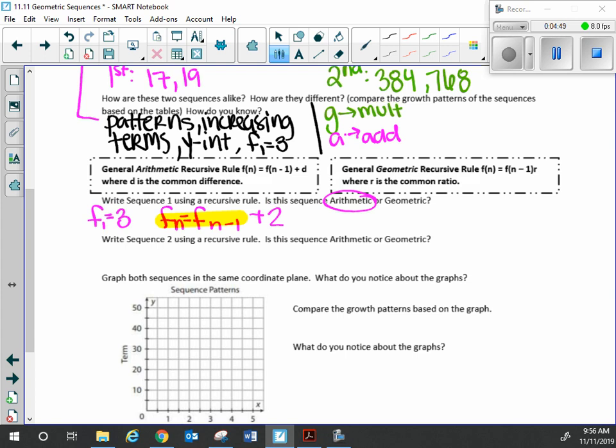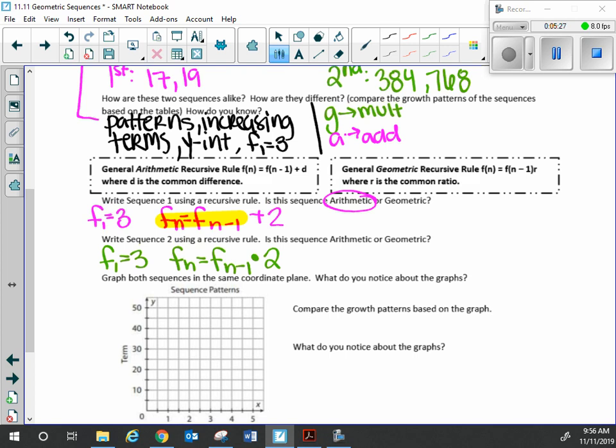Now the only thing different in your recursive rule for a geometric sequence is the process. We weren't adding for geometric sequences. What were we doing? Multiplying. So my first term is still 3, and I still use the previous term to get to the next term. But instead of adding 2, I'm going to multiply by 2. That is your recursive rule. The only thing that's different is the operation.